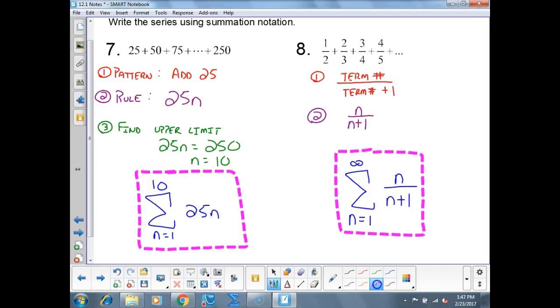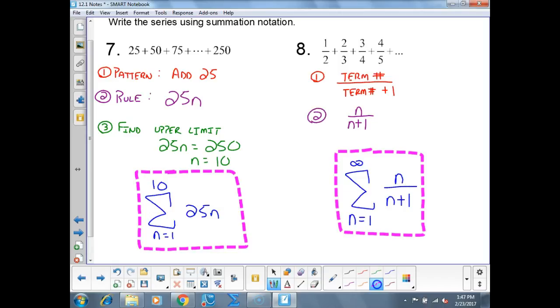The book is a big fan of i equals in summation notation. I don't like using i because I save i for imaginary numbers. But you could use x equals, and then your rule would have to have x's in it. Whatever variable you have down here, that's got to be the variable in your rule.